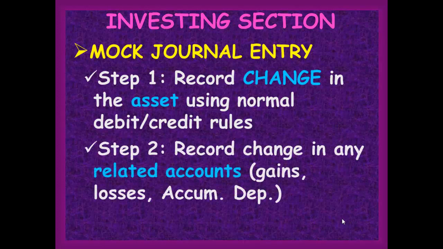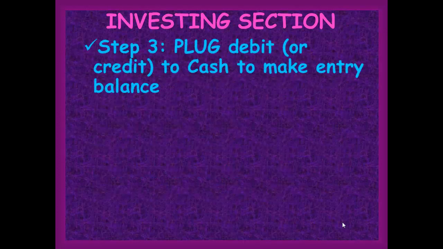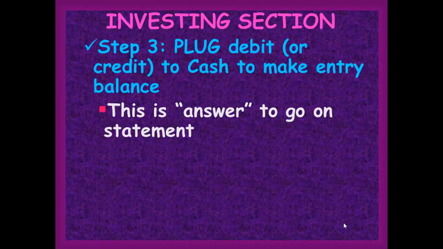Then I'm going to record any related accounts. That could be something like notes payable, or it could be accumulated depreciation if I sold the item, or it could be a gain or loss on sale also. And step 3 says, whatever it takes to make it balance, plug it to cash. If you've sold an item, you should find yourself plugging a debit to cash because cash comes in. If you have bought an item, you should find yourself plugging a credit to cash because cash goes out.